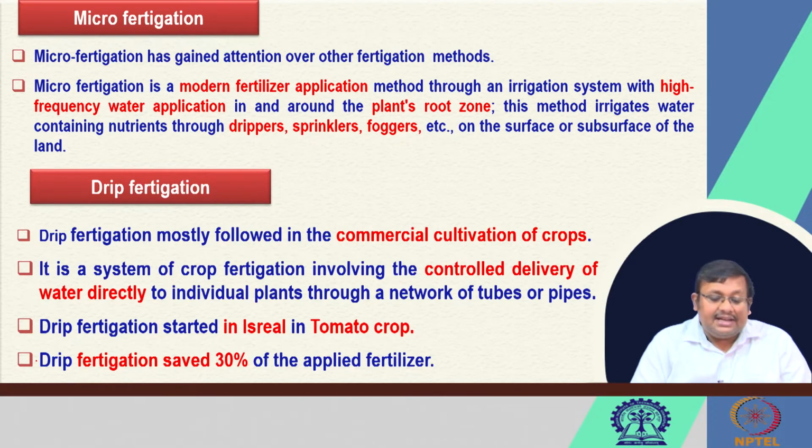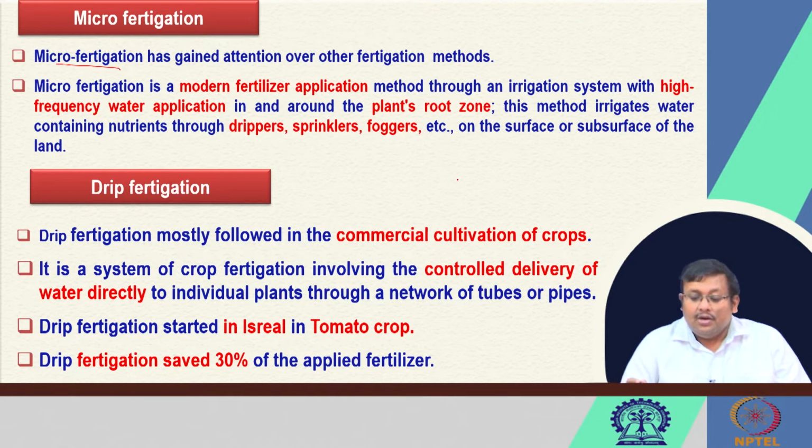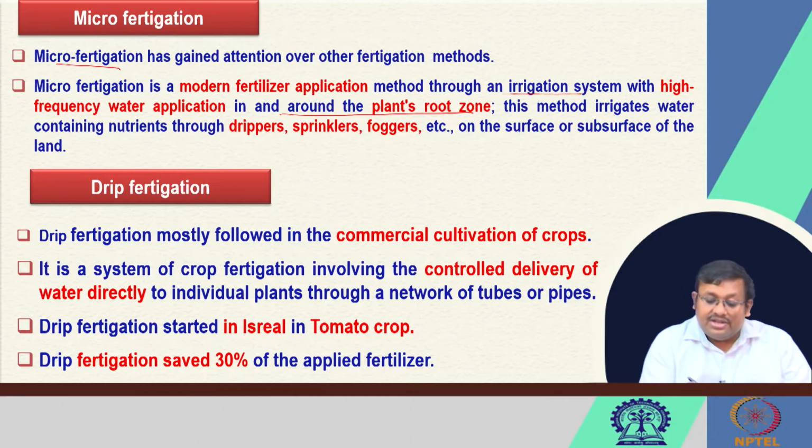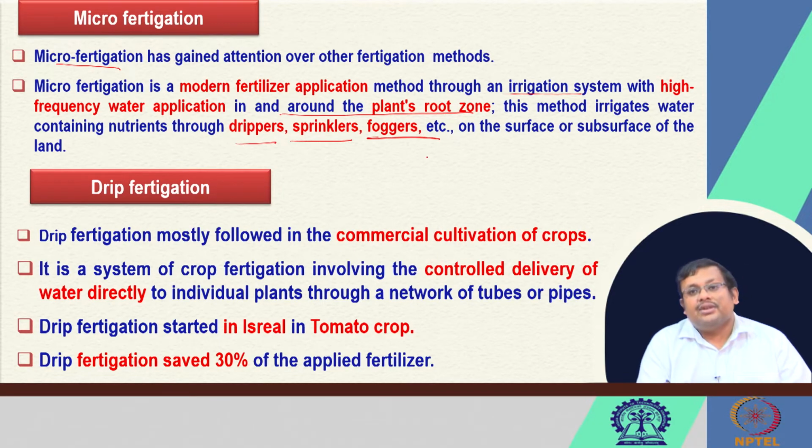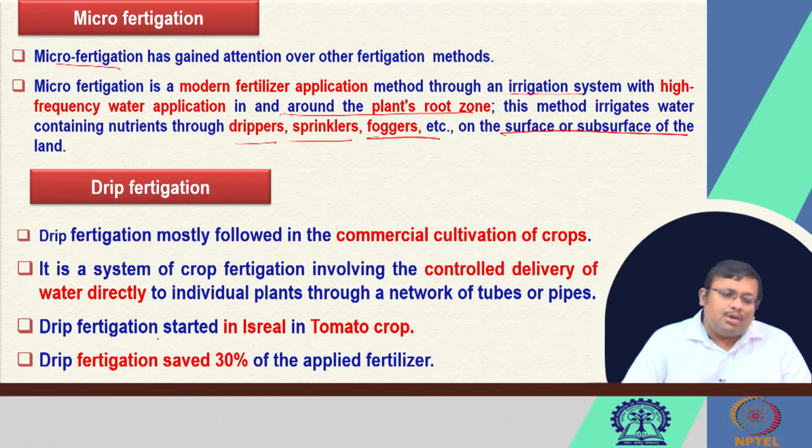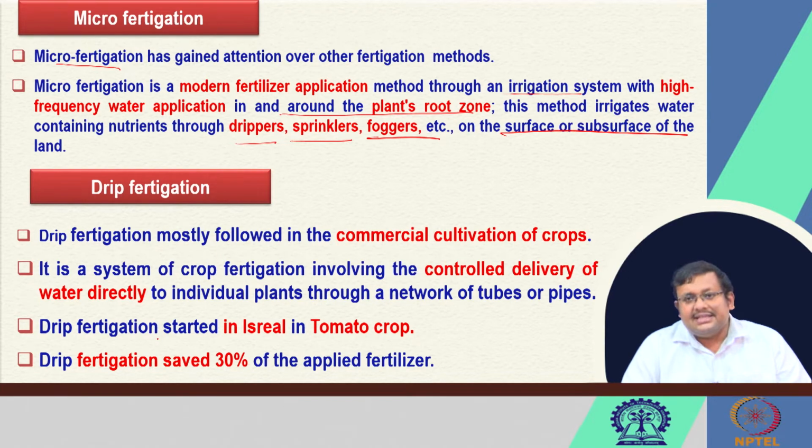So, both drip irrigation and sprinkler irrigation come under the category of micro fertigation, and in the micro fertigation method we are ensuring that we are applying the irrigation water in high frequency in and around the plant's root zone. This method irrigates water containing nutrients through drippers, sprinklers, foggers, etc., on the surface or subsurface of the land. Based on the requirement, we can apply the fertilizer as well as irrigation at the proper place.